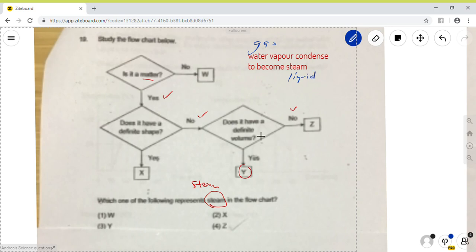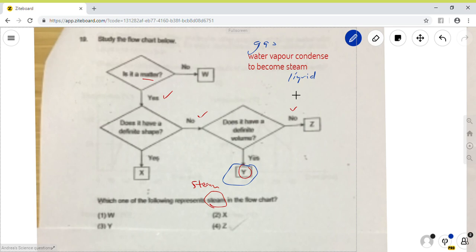Okay. So does liquid have a definite volume? Yes. So it's here. Yes, it's Y. Okay, so the answer given is Z. Number 4. Z: does it have a definite volume? No. Why does it not have a definite volume?